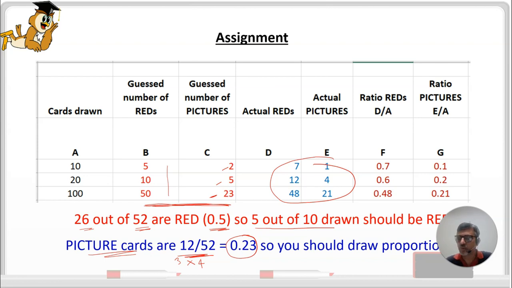The last thing that you were supposed to compute are these ratios. The thing to notice here is that as the number of cards drawn increases, these ratios would tend to 0.5 in case of red colored cards and 0.23 in case of picture cards. If these were not your guesses, I recommend you take a moment, take a break, a few minutes, and convince yourself that these should have been your guesses, because that is at the heart of what we are going to be looking at today.